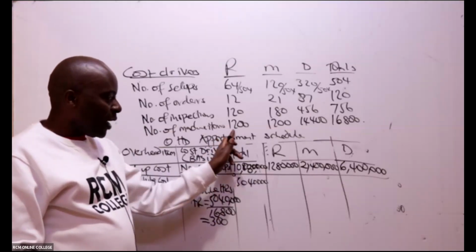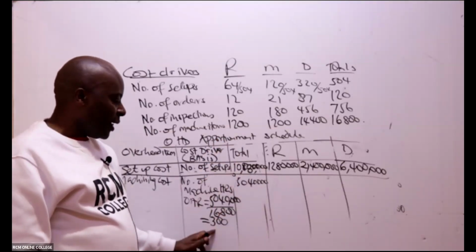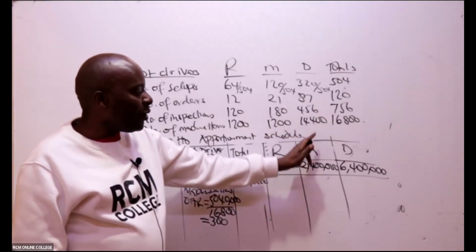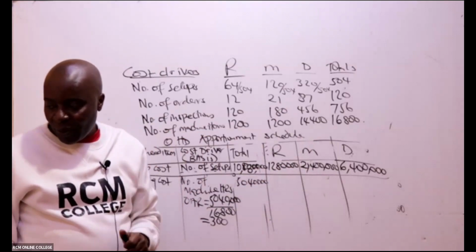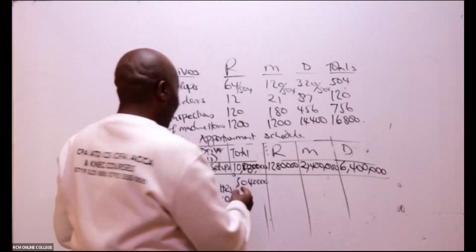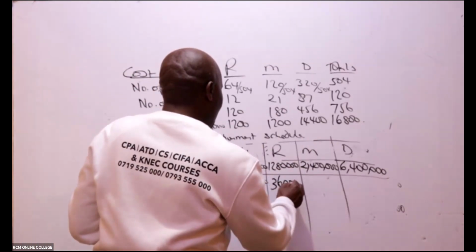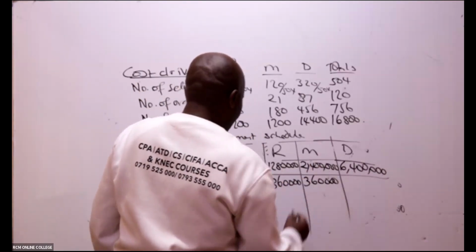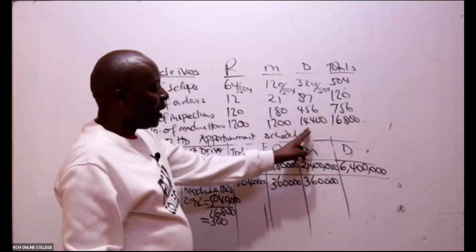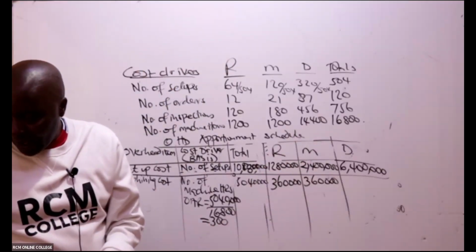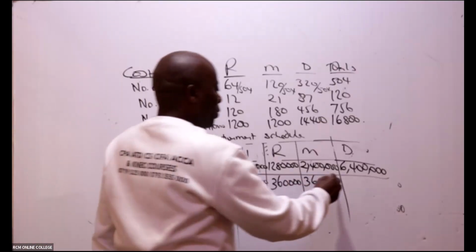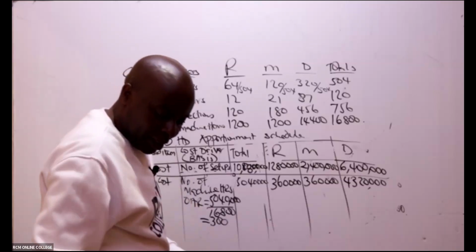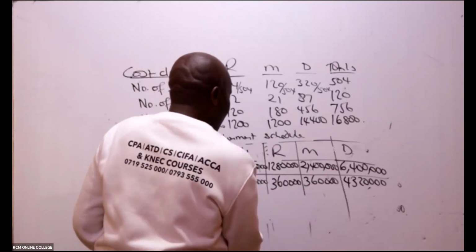300 times this 1,200, you write an answer here. 300 times 1,200, you write an answer there. 300 times 14,400, you write an answer there. So is there somebody who is able to give us these figures? So we have here 360,000. Then we have 300 times 1,200 again is 360,000. 300 times this huge figure of 14,400 will end up giving us 43,20,000. Yeah, like that. And then now you can easily come and do what here.